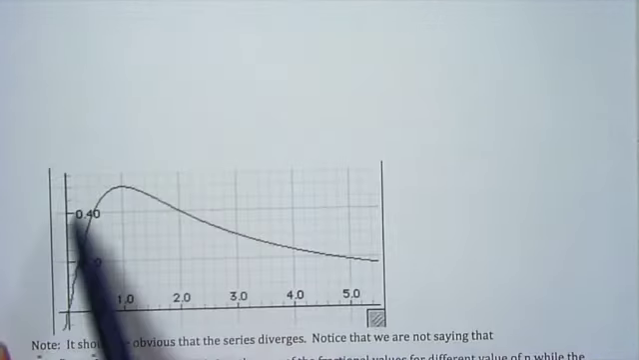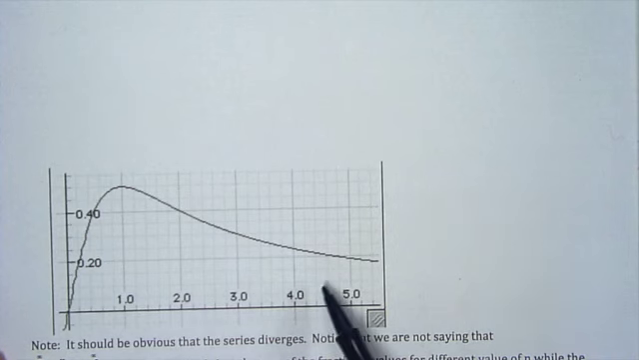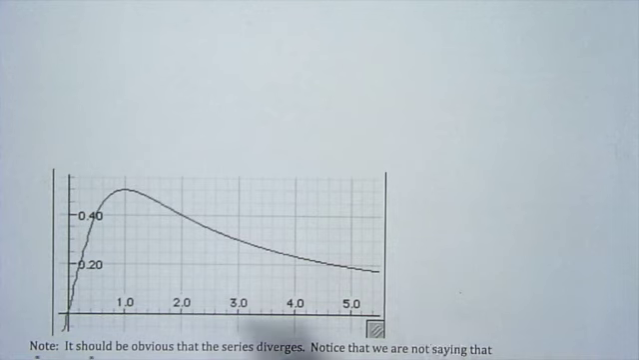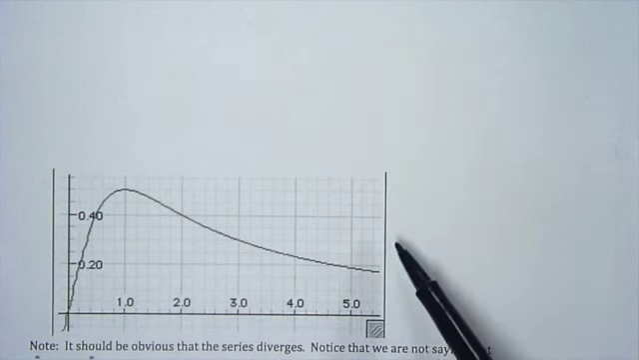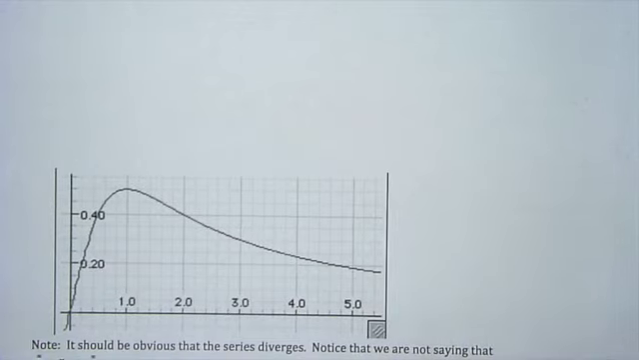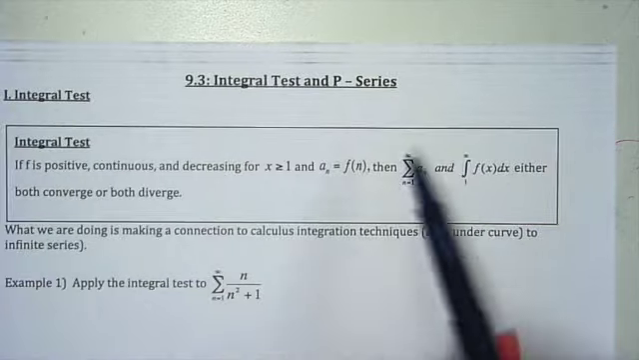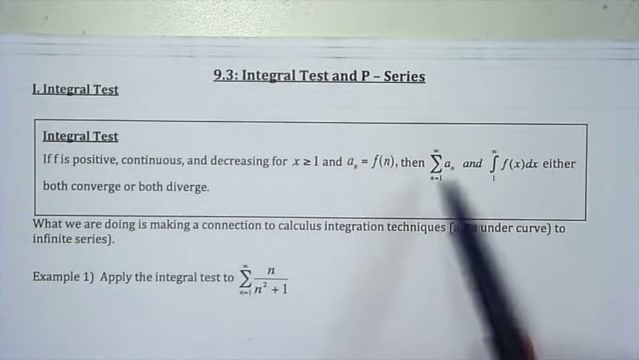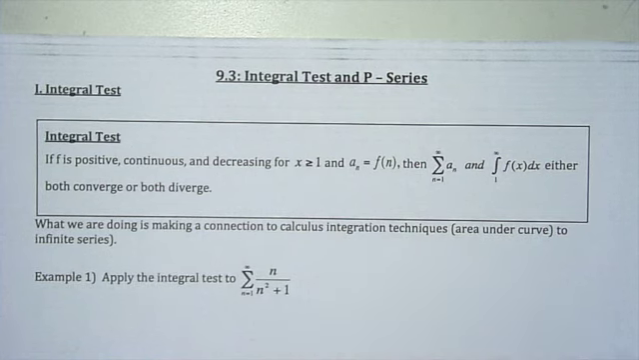Because what we're going to be doing is finding the area underneath the curve, and we're trying to see if that approaches a particular value. If the function is not decreasing, if it's actually increasing, the integral will never approach a particular value because it's getting bigger and bigger. Okay? And what the integral test says is if the integral converges, we can say that the series converges. If the integral diverges, we can say the series diverges.